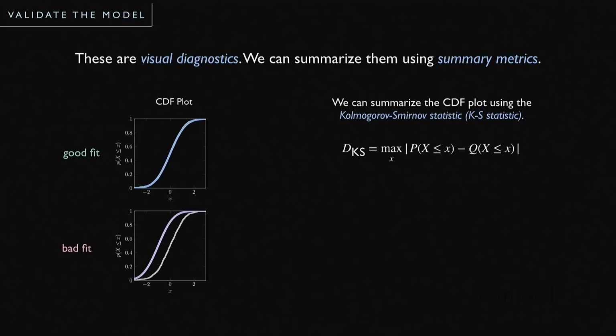Okay, another metric could be for the CDF plot, or the cumulative distribution plot. This metric is called the KS statistic. You can look at this formula, but really all that's going on here is we want to know what is the maximum gap or the maximum distance between the two CDFs that we're trying to compare. So here it would look something like this.